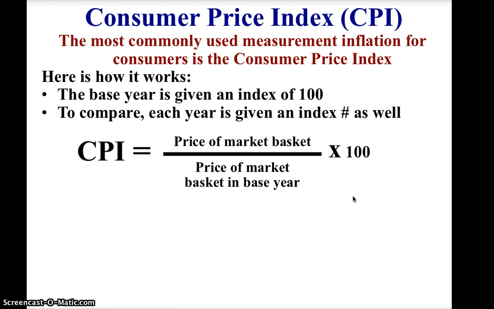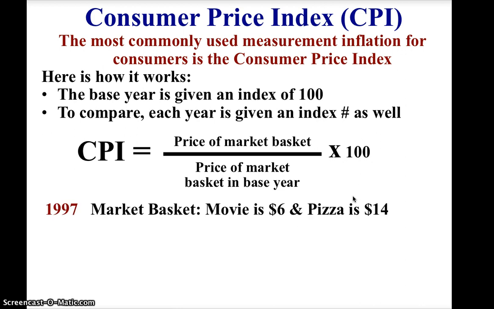So obviously you can see that if the price of the market basket in the base year is 100, then those hundreds are just going to cancel out and it's going to be the price of the market basket. But if you're using actual physical numbers, then it'll turn it into an index number.